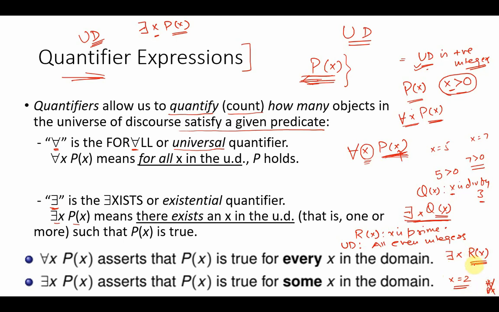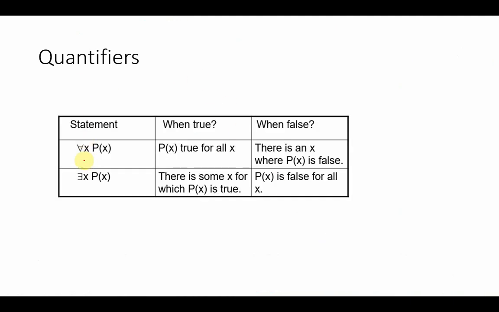So these are the two quantifiers. In other words, let's have a look again. For all x, p of x asserts that p of x is true for every x in the domain, and the existential quantifier says that p of x is true for some x in the domain. Once again, for all x means p of x.